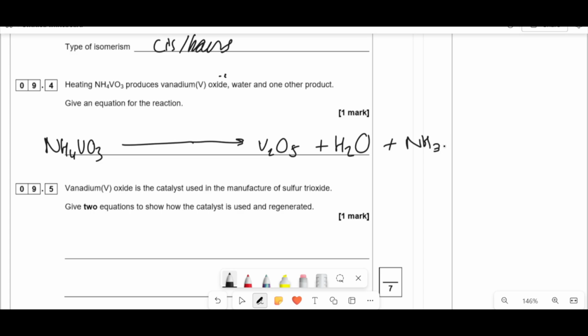So then what we do is we just look at what's in this and balance things out. So we've got V2O5 here, but we've only got 1 V here, so we need to put a 2 there. Now we've got 2 N's, but we've only got 1 there, so we're going to put a 2 here, right? So we've got 2 NH3 and all of that stuff. Now let's just check this all adds up.